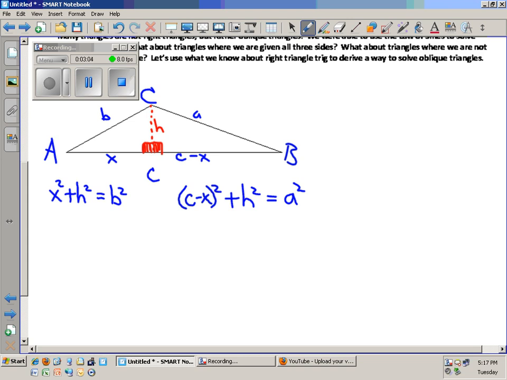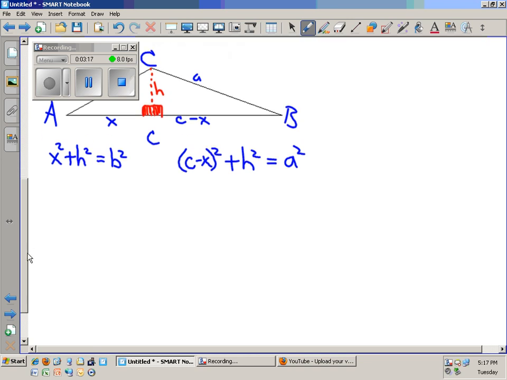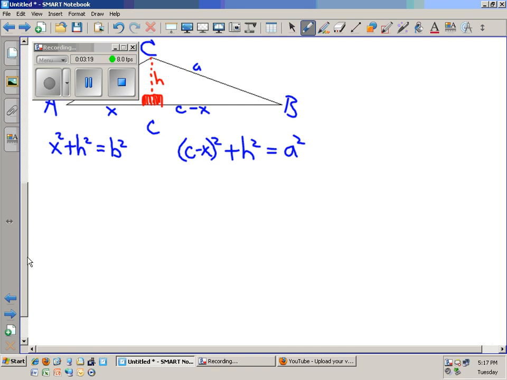As you see this play out here, what do you notice that they both have in them? Oh, good. You see the X's. You also see the H's. Well, they both have an H squared, which is easier to access for this purpose. So I'm going to solve both for H squared. H squared is equal to B squared minus X squared. And on the other side, I have H squared is equal to A squared minus C minus X quantity squared.